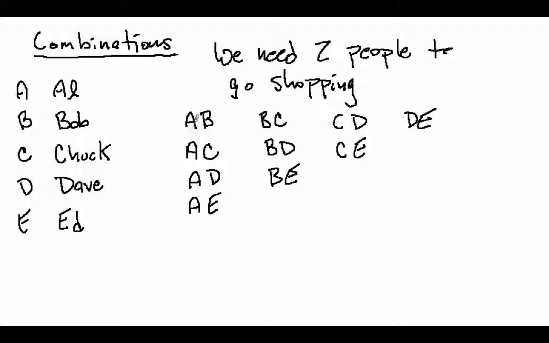Now, here's the thing to think about here. Notice if I have Al with Bob, I don't care about Bob with Al. In other words, notice I don't have BA over here because I don't care. I just need the two guys. I don't care about the order here. So I don't want to count this guy over here. Now, a couple of things to note. 1, 2, 3, 4, 5, 6, 7, 8, 9, 10. There are 10 ways to do this.